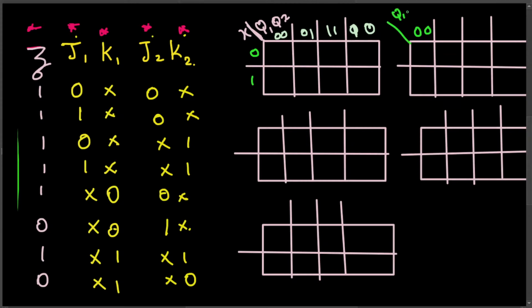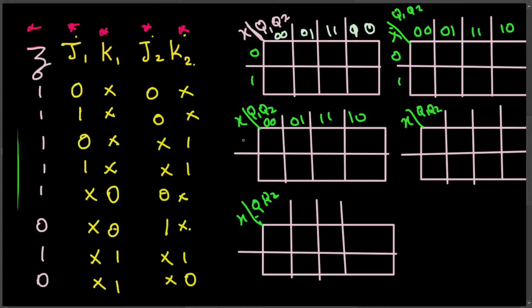This is q1, q2, and then x. Okay, 0 0 0 1 1 1 1 0 0 1 0 0 0 1 1 1 1 0 0 1 0 0 0 1 1 1 1 0 0 1.